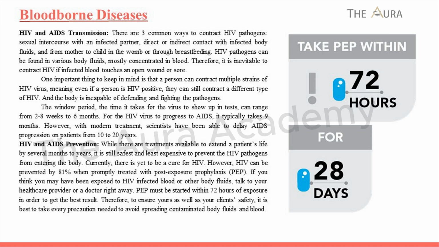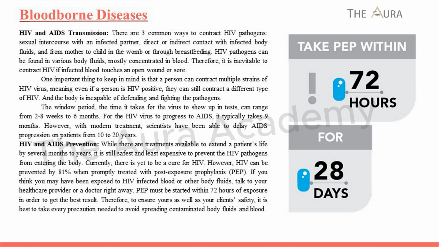HIV and AIDS transmission. There are 3 common ways to contract HIV pathogens: sexual intercourse with an infected partner, direct or indirect contact with infected body fluids, and from mother to child in the womb or through breastfeeding. HIV pathogens can be found in various body fluids, mostly concentrated in blood. Therefore, it is inevitable to contract HIV if infected blood touches an open wound or sore.